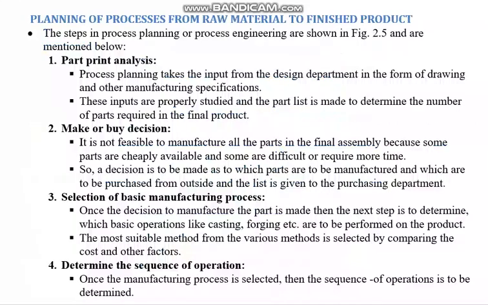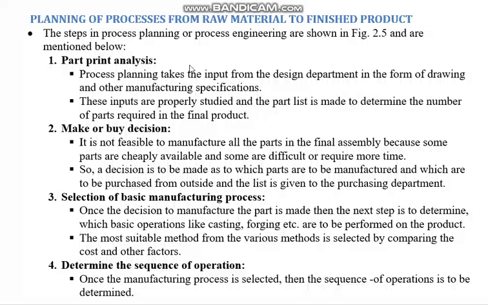The part print analysis we have seen just now. Process planning takes the input from the design department in the form of a drawing, and also other manufacturing specifications. Along with the drawing, they may give you a sheet in which other specifications or special notes are mentioned. These are the inputs. These inputs are properly studied, and this study we call part print analysis, and a part list is made to determine the number of parts required in the final product.